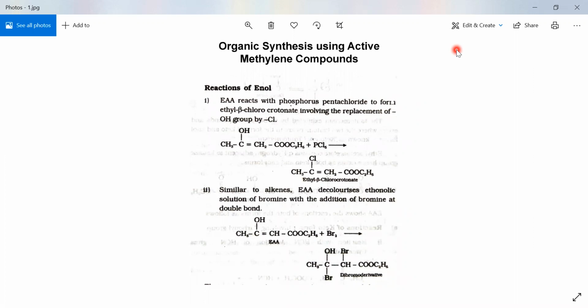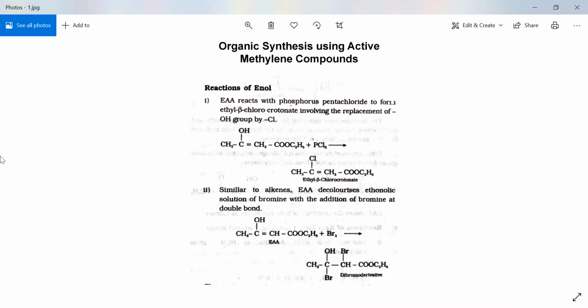Today, I'm going to give the explanation regarding the organic synthesis using active methylene compound chapter. In the last video, we have discussed the keto-enol tautomerism.